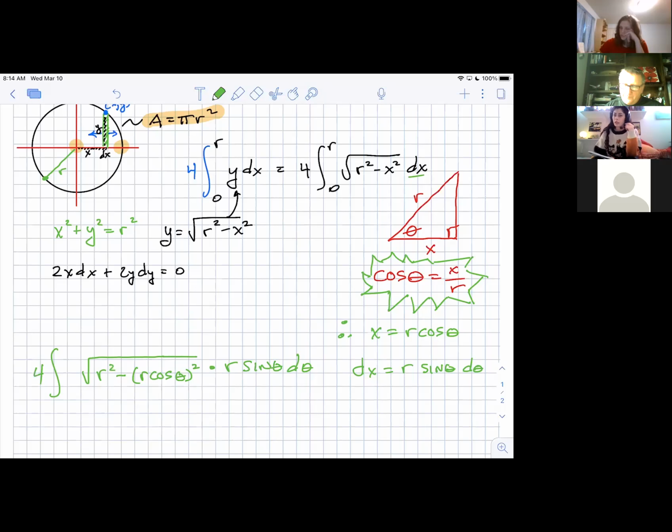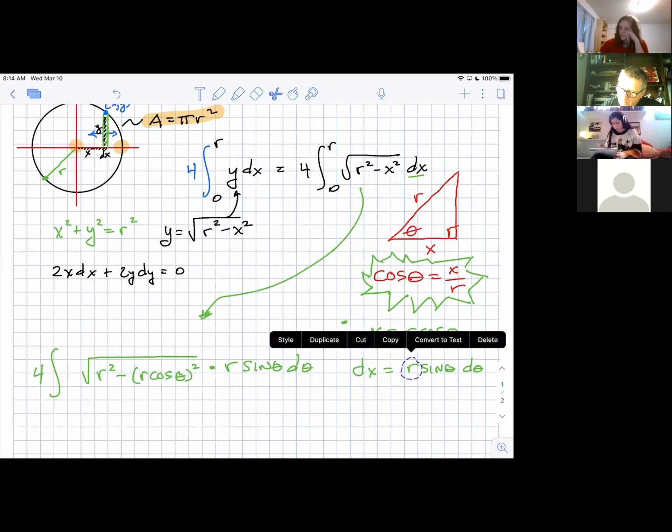Real quick, should that be a negative sine of theta, for the derivative of cosine is negative sine. Thank you for rescuing me. Thank you, Cheyenne. So that's actually a negative. I guess I'll throw it out front.